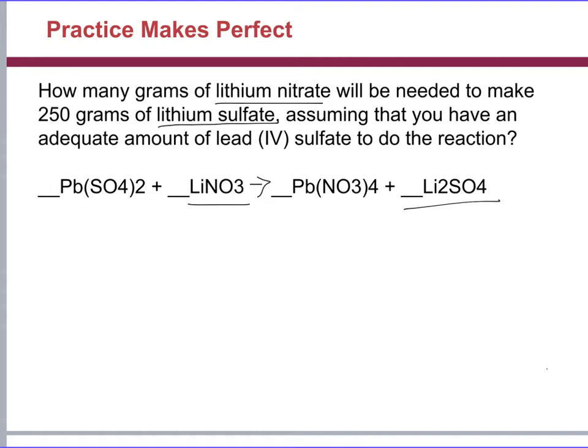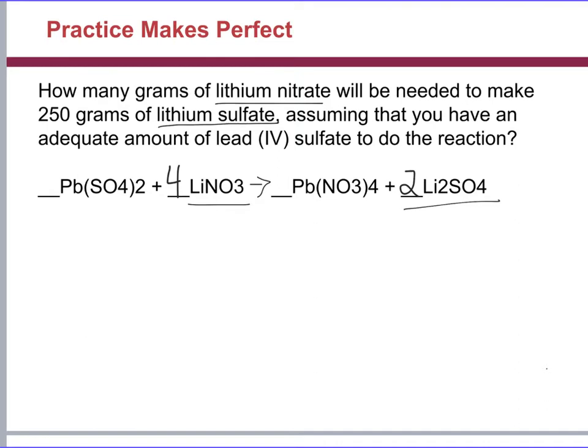Okay, we got to balance this. Okay, so I'm going to look at this real quick. One lead, four nitrates over here. So that means I probably am going to have a 4 here. We got now four lithiums on this side. Gotta have 4 lithiums on this side. So I need a 2 here. Okay, that makes me now have 2 sulfates. One lead. Double check it. One lead, 2 sulfates, two sulfates, four lithium, because two and two is four. Okay, we're balanced.